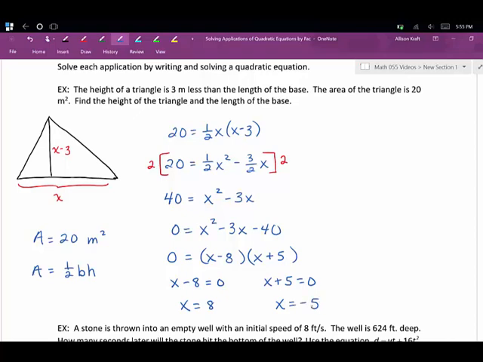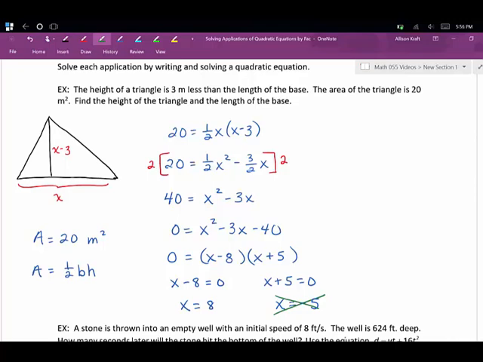Anytime with an application problem, you need to determine whether your answer makes sense for the context of the application. Looking at our diagram, we see that x represents the length of the base of our triangle. It would not make sense to have a negative length for the base of our triangle. Therefore, our answer of x equals negative 5 must be thrown out as an extraneous solution.